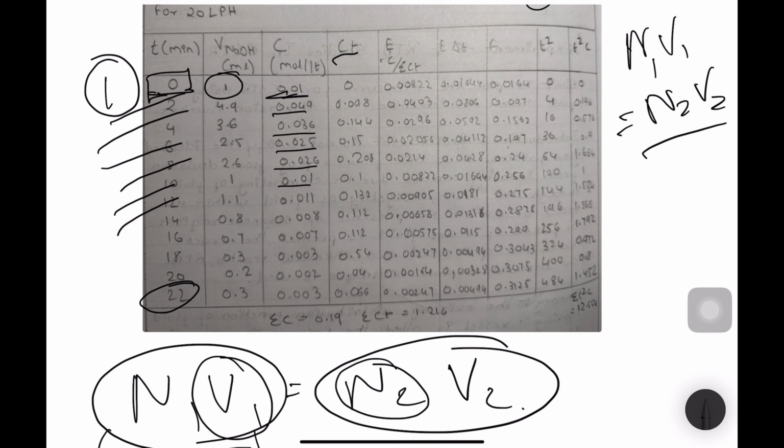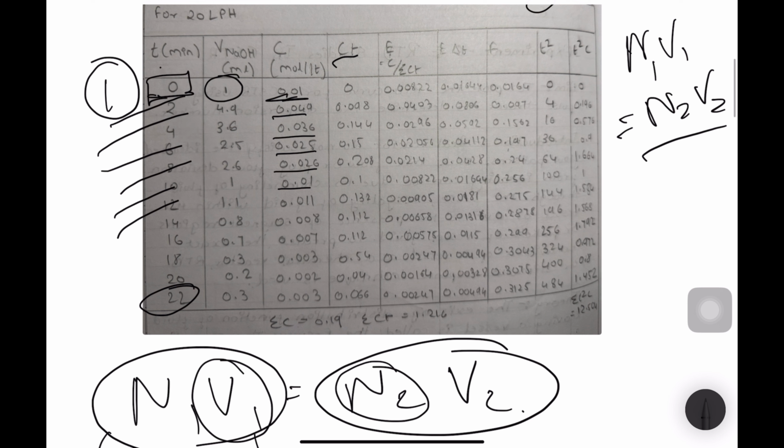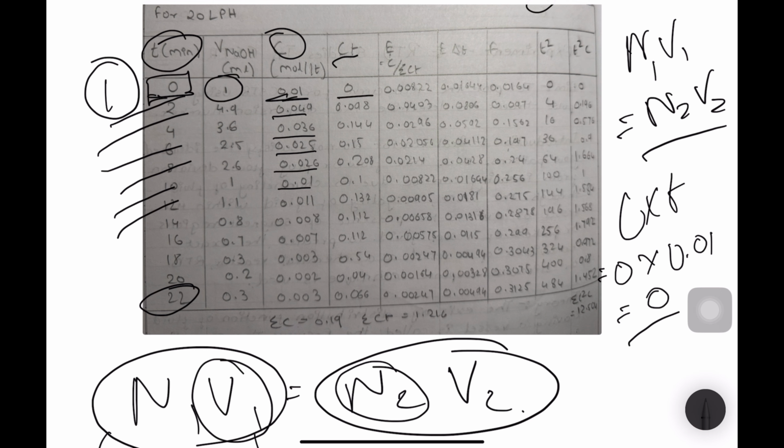Next, the value of CT. CT is just the multiplication of concentration with time, C into T, for every observation. For the first observation, 0 into 0.01, which equals 0. Similarly for every other observation.